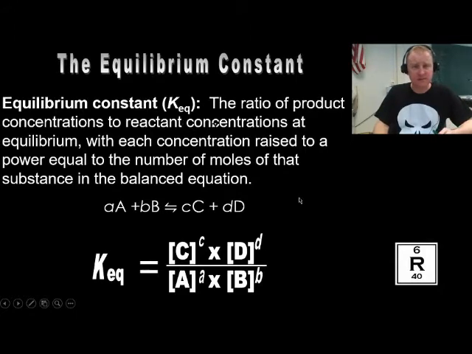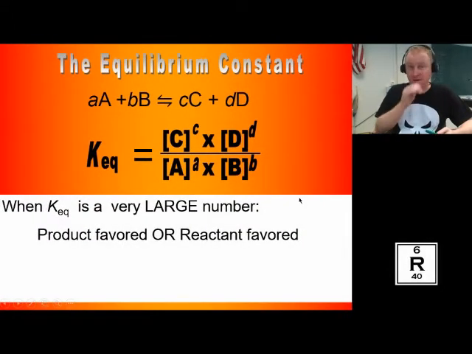Let's expand on this a little bit and see if we can understand what's going on here. If you have an equilibrium constant for a reaction where the K is a very large number, what does that mean? If K is a large number, that would mean you'd have a greater numerator than denominator.